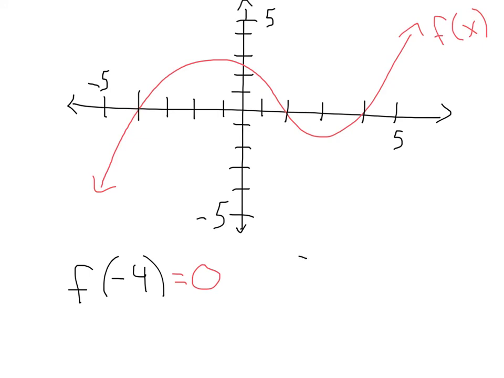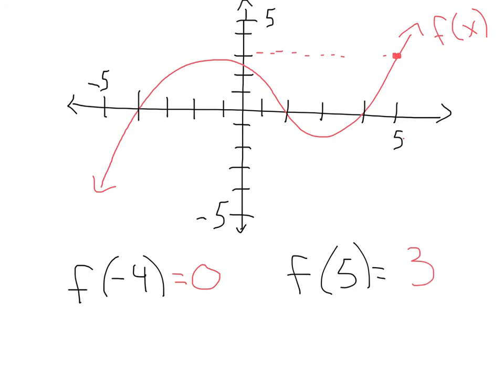Let's try another one. Let's say we wanted to find f of 5. Well, I'm just going to go find my x value of 5. 1, 2, 3, 4, 5. I go up to my y value. Let's say that's right here. It looks like that y value at 5 is 3. So my f of 5 is going to equal 3.